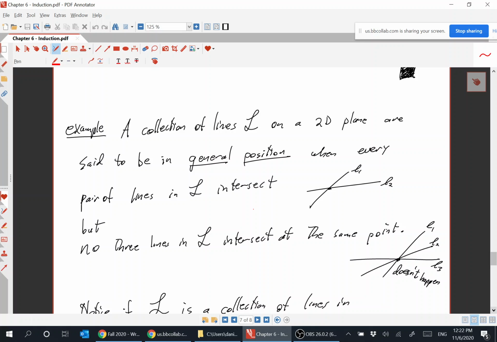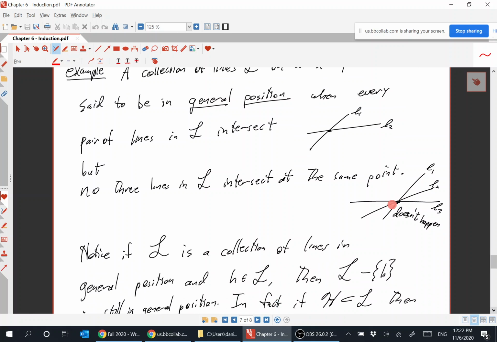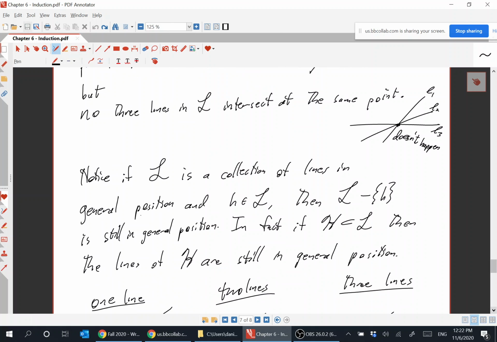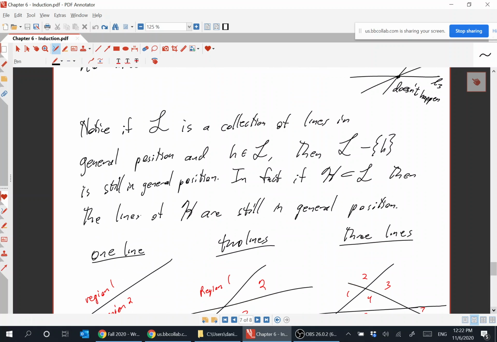A collection of lines is in general position when every pair of lines intersects, so no parallel lines, and yet no three lines intersect in the same point. So all lines intersect, but every intersection point is just a two-line point, not a three-line point or more. An important property about lines in general position.